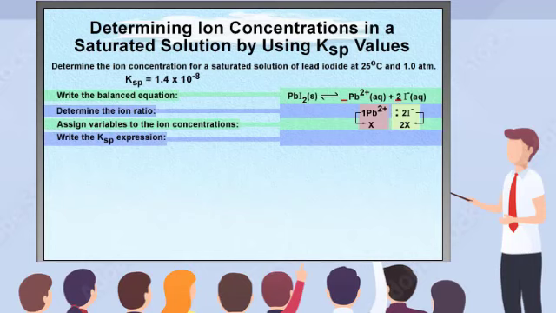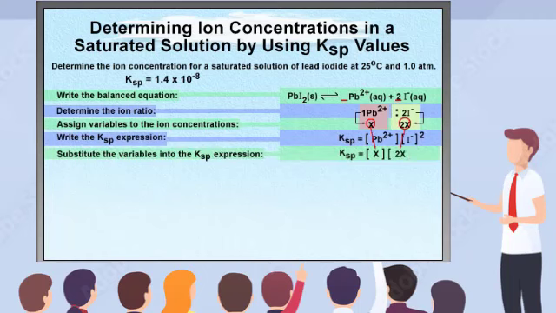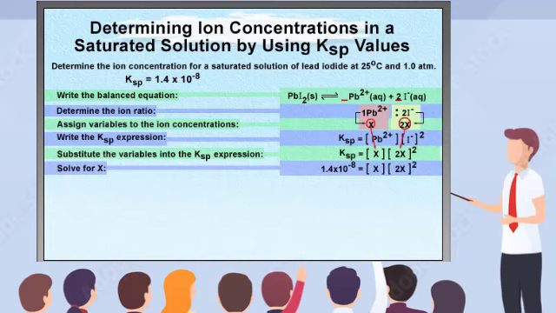Now write the expression for KSP. KSP equals the concentration of lead ions times the concentration of iodide ions squared. The concentration of iodide ions is squared because the coefficient preceding it in the balanced equation is 2. Solve for x by substituting the variables into the KSP expression, which gives the equation 1.4 times 10 to negative 8 equals x times 2x squared.